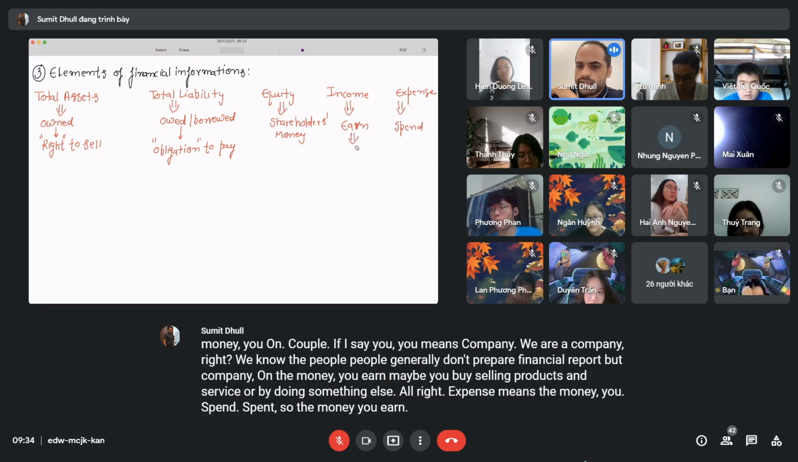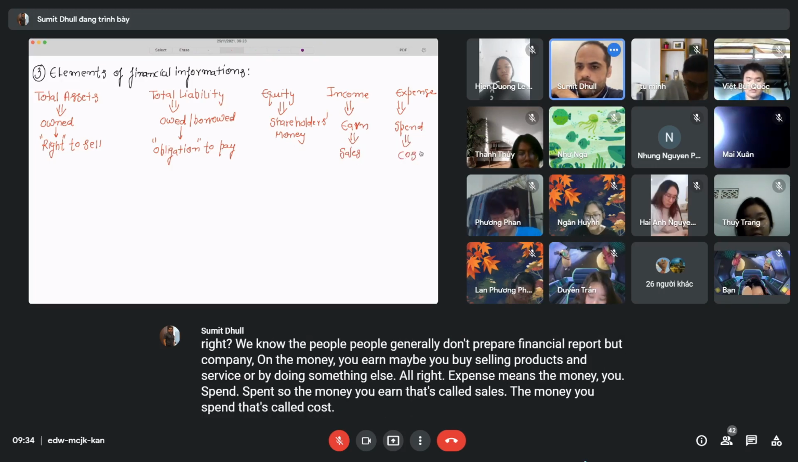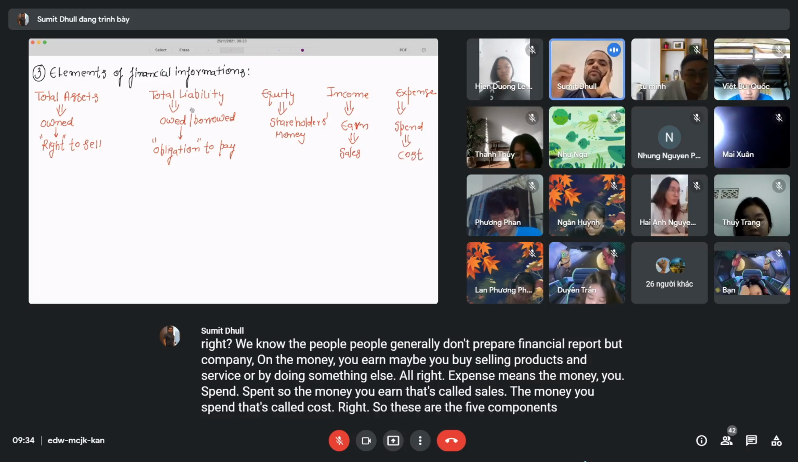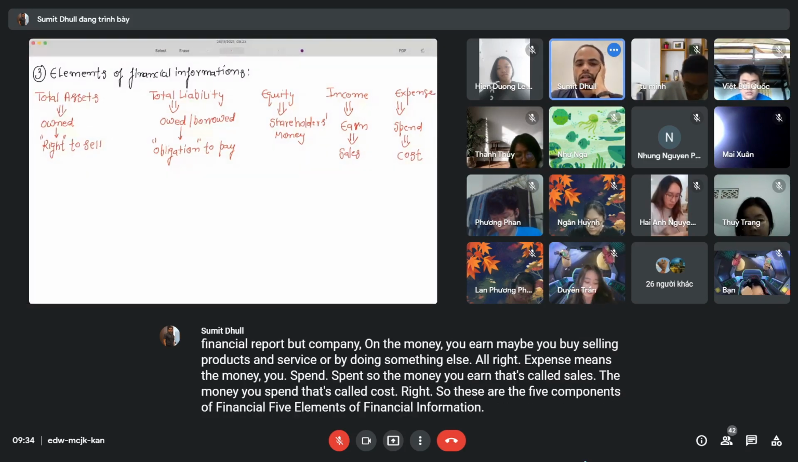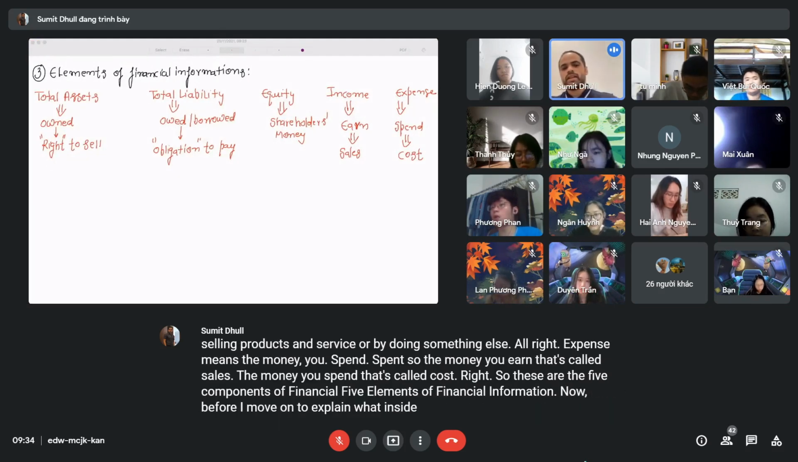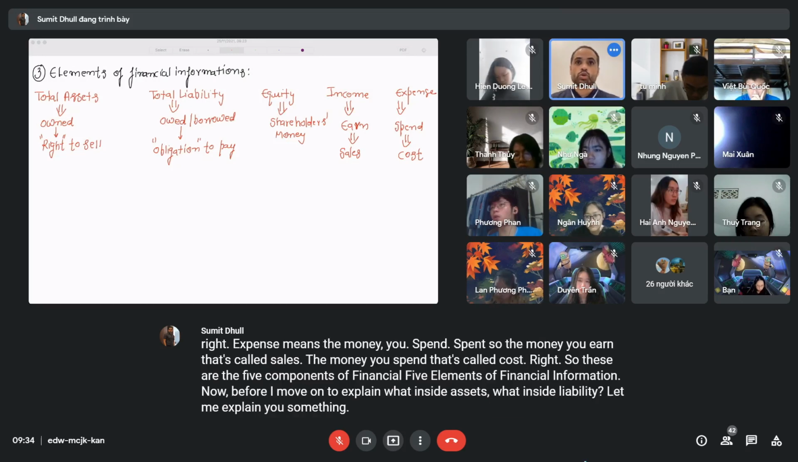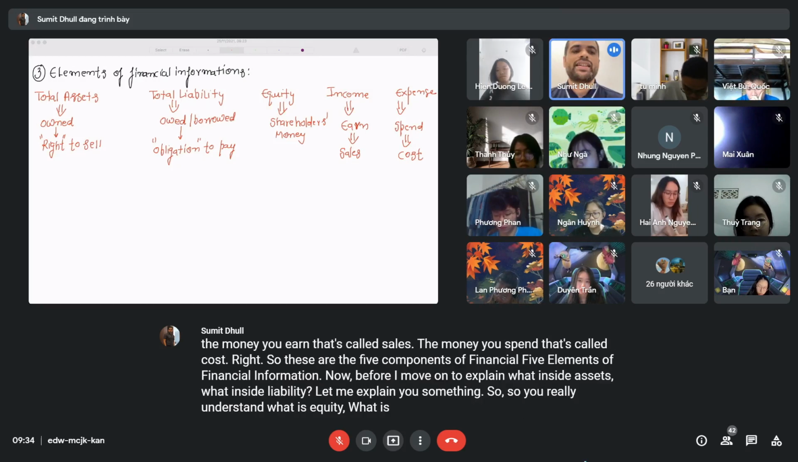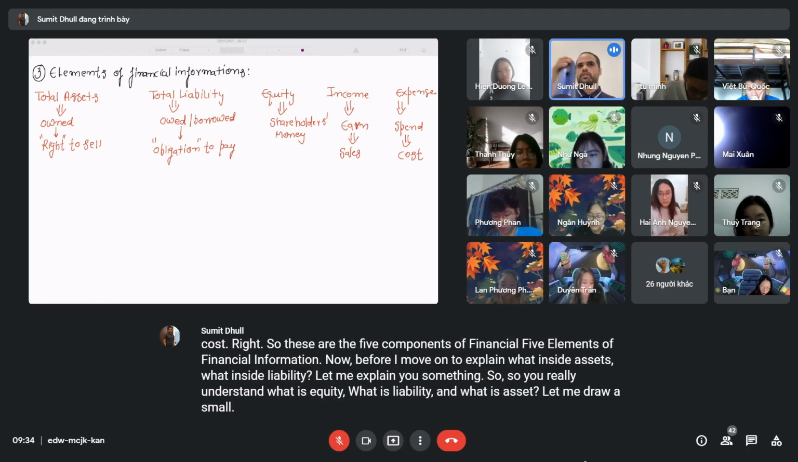So the money you earn, that's called sales. The money you spend, that's called cost. All right. So these are the 5 components, the 5 elements of financial information. Now, before I move on to explain what is inside assets and what is inside liability, let me explain something, so you really understand what is equity, what is liability, and what is asset. Let me draw a small diagram so you will understand.